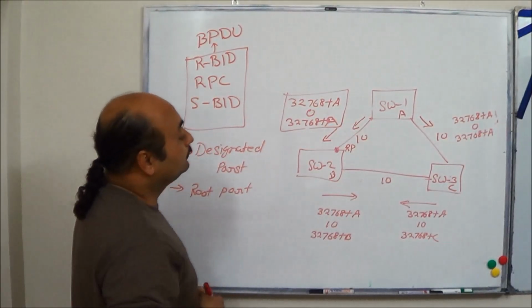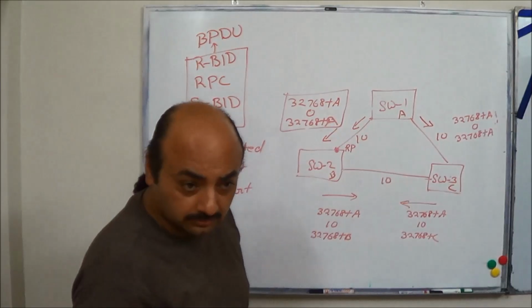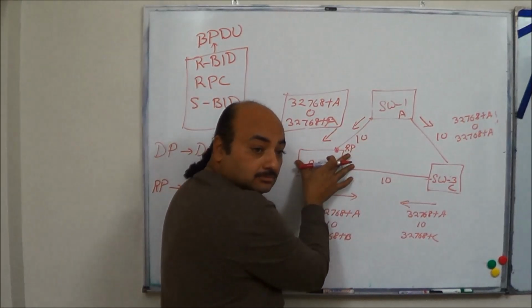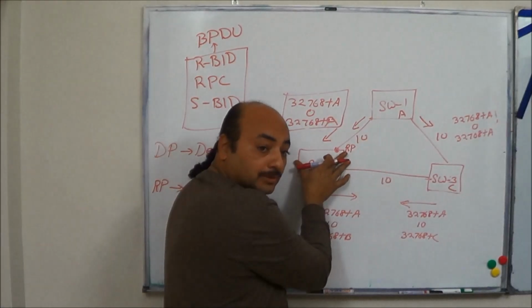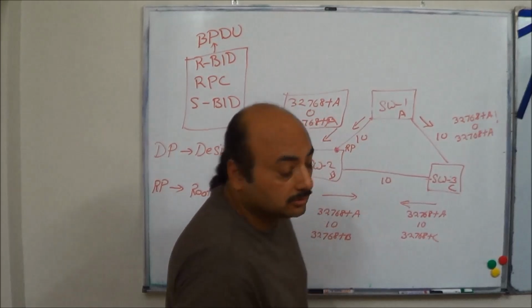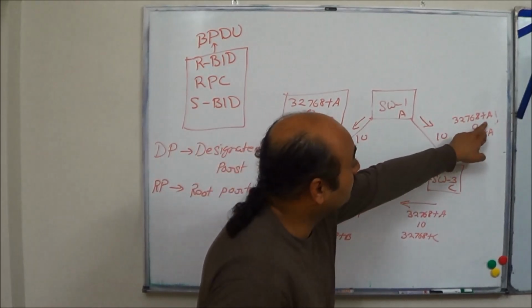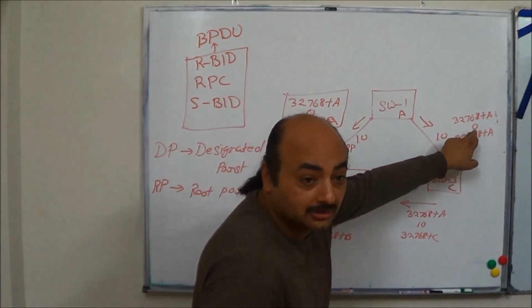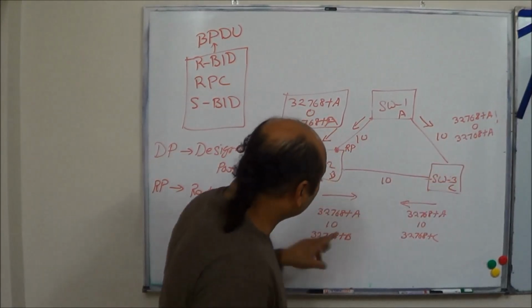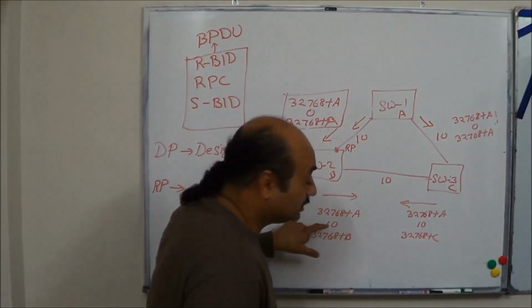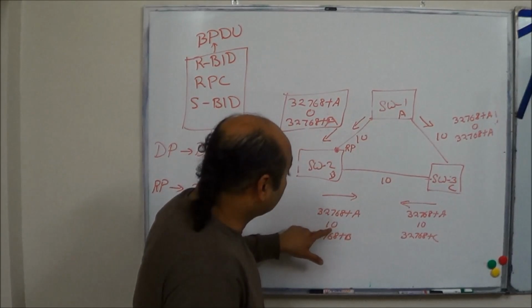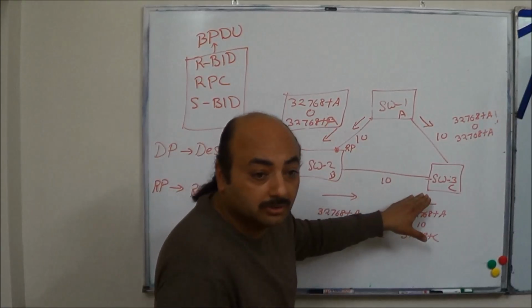Wonderful. So, next step. We have seen with this example, for this switch, who becomes the root port? This one. Similarly, let's go to this one. What is it receiving from here? 32768 plus A is the root bridge at a distance of 0 from here. And what is it receiving from here? 32768 plus A is the root bridge at a distance of 10 from me. So which one becomes the root port?